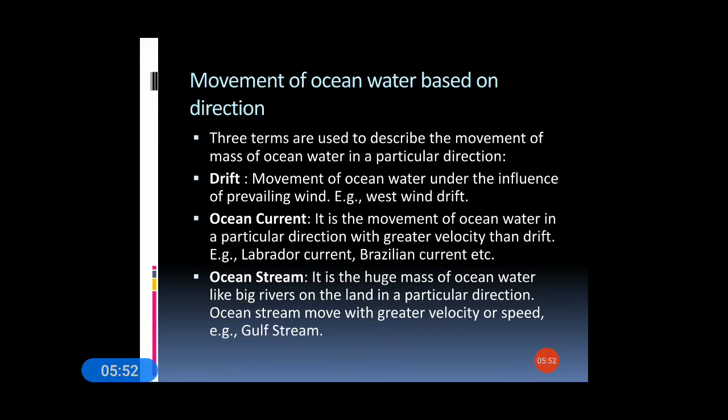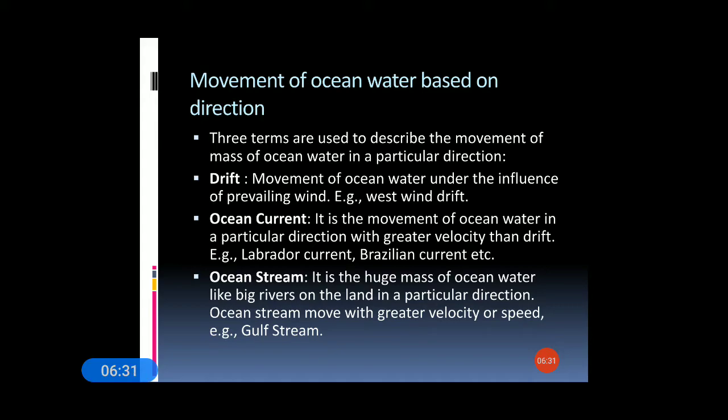Now drift is simply the movement of ocean water that is under the influence of prevailing wind. Whatever the prevailing winds or the permanent winds are, we have already studied about them. These winds never change their direction. They flow in a uniform direction in that particular location, like the trade wind, the west wind drift, or the easterly wind, whatever we say.